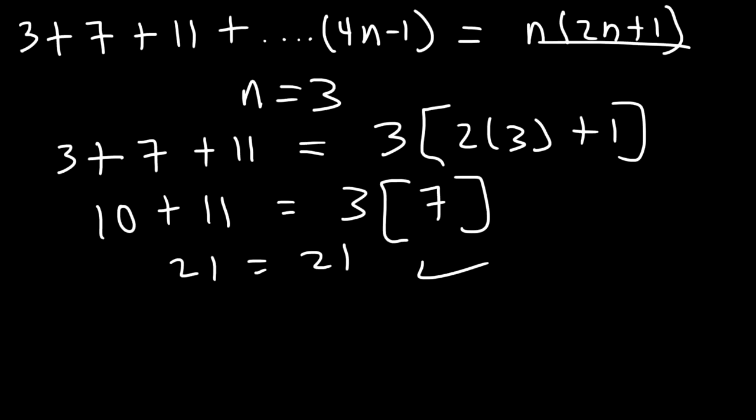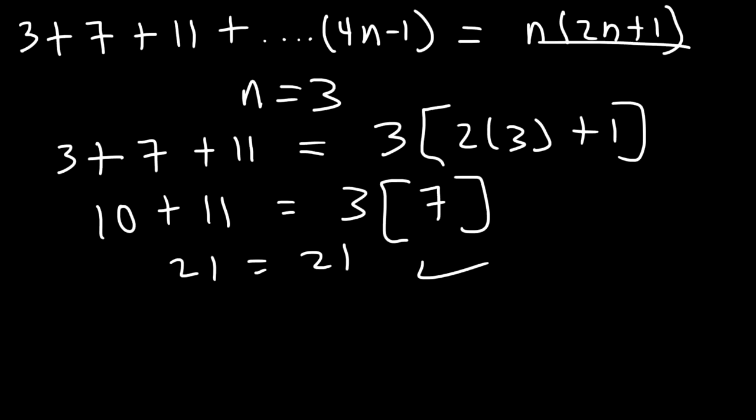Now this indicates that this expression might be true for all terms, but it's not a guarantee. It could be true for the first 3 terms, but for the 15th term it might be false. So we need to come up with a way to make sure that it's true for any term. Let's say it's not true for the 28th term. Instead of testing it 28 times, we need to come up with a general way to see if there's going to be some value that is not true.